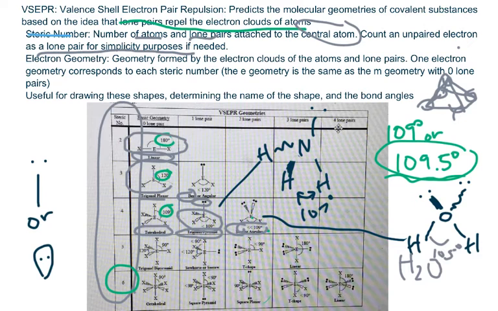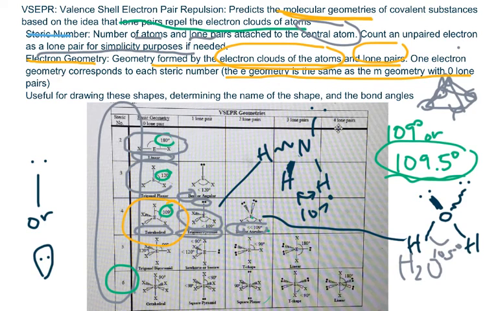So, there's something called electron geometry. The electron geometry is the geometry formed by the electron clouds of the atoms and lone pairs. So, molecular geometry only includes the atoms, but the electron geometry includes both the electron clouds of the atoms and the lone pairs. So, one electron geometry corresponds to each steric number, and the electron geometry is the same as a molecular geometry with 0 lone pairs. So that means that if you have a steric number of 4, then your electron geometry will be the one with 0 lone pairs, or tetrahedral. So keep a note of that because I will show you how that will work soon.